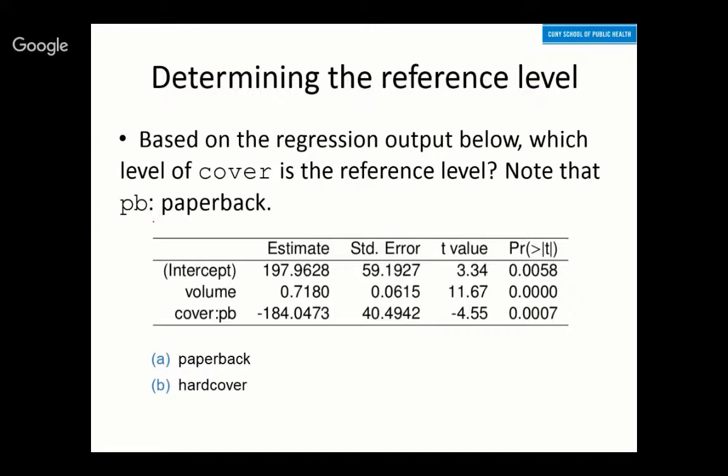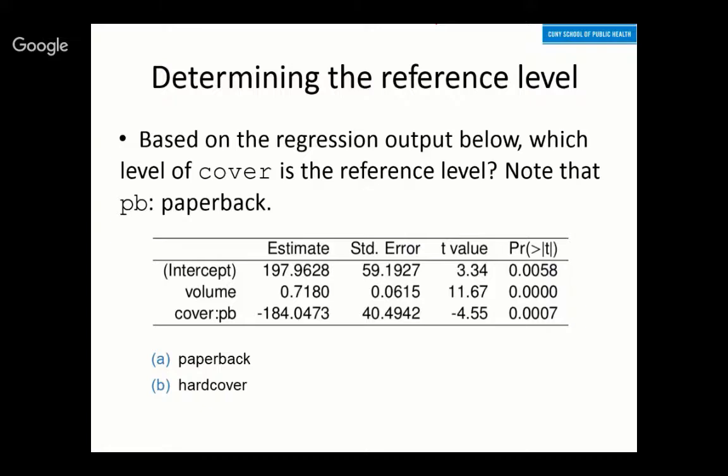So I mentioned the interpretation of this estimate for cover paperback. Do you remember what it was? And can you answer this question here? What is the so-called reference level?